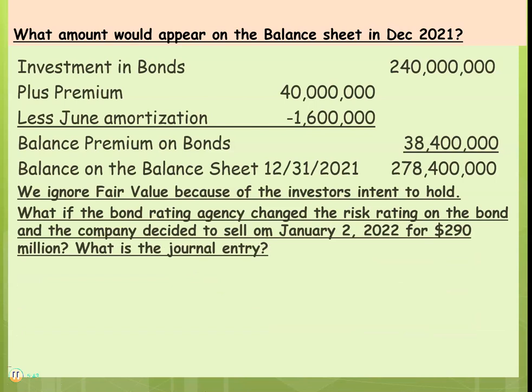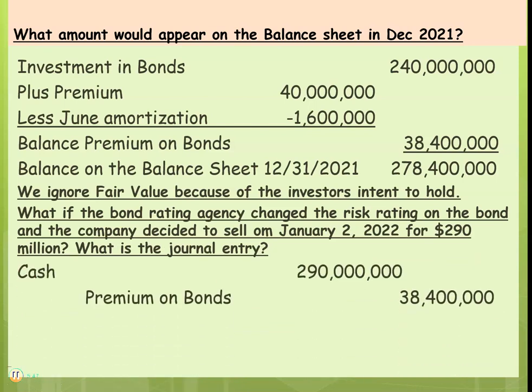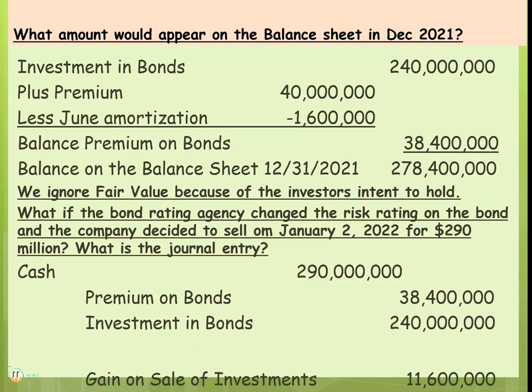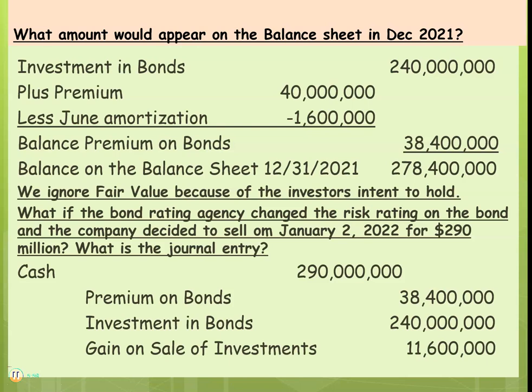Now, what happens when we actually sell them? Well, we're going to book the cash. We're going to take the balance and the premium on bonds off the books. We're going to take the investment in bonds off the books. And then, depending on whether we need debit or credit, in this case, we had a gain on sale of $11,600,000. So in this case, we recognize no gain or loss until we actually sell the bonds.